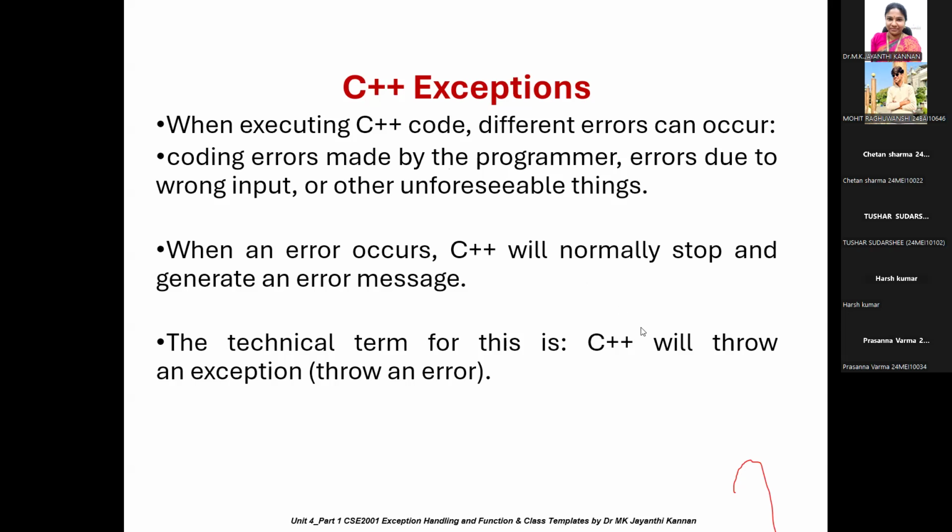So in that case, if you have already predicted that this kind of error may happen, if it exceeds the limit or something, then as a programmer we can define our own exceptional routines, and we can throw the messages to the end user so that people can easily understand. The technical term for this is that C++ will throw an exception, or it will throw an error message based on the condition checked.